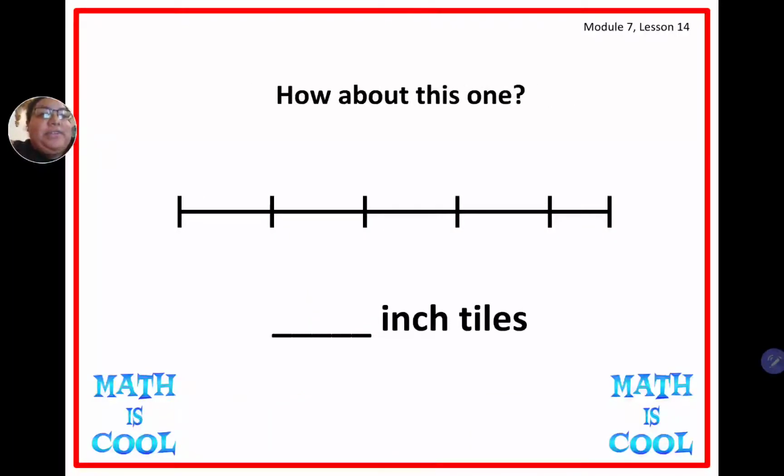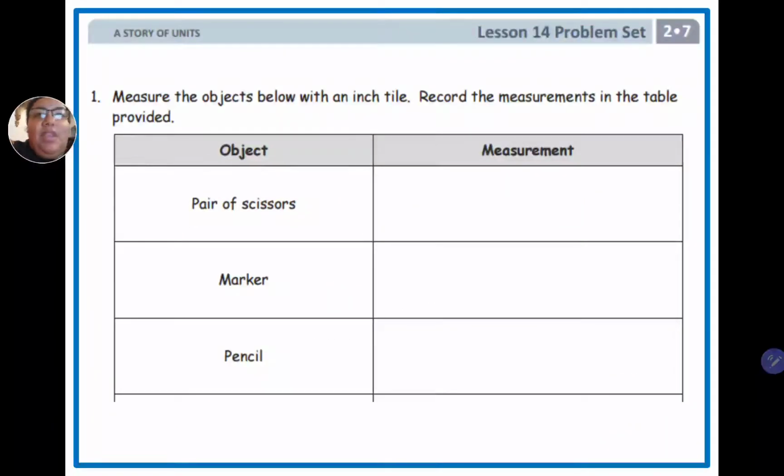All right, how about this one? We're going to do the jumps. 1, 2, 3, 4, 5. So how about this one? Is it fully an inch? No, but it's close to it. So I'm going to say it's about 5-inch tiles. Okay? And that's it. Literally.